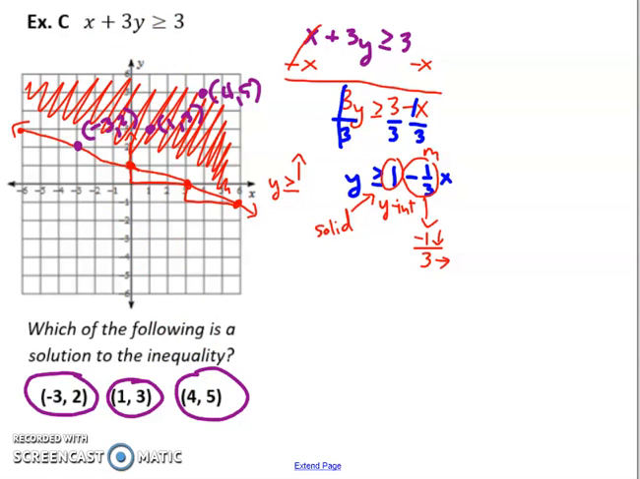And so if I were to just test that really quick, if I picked one of these, so let's do (1, 3). So that's x, y. If I plug them in, x is 1 plus 3 times y is 3. That should be greater than or equal to 3. So if I test this, 1 plus 9 is greater than or equal to 3. 10 is greater than or equal to 3. That is a true statement, so it works. Okay, let's do one more.